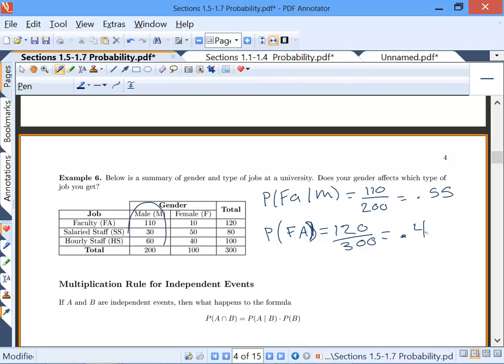But if you know that you're male, the probability of being faculty suddenly jumps to 55%. Okay? So do you think that your gender affects which type of job you get at this university? Yes. So gender affects job type. So they are dependent.